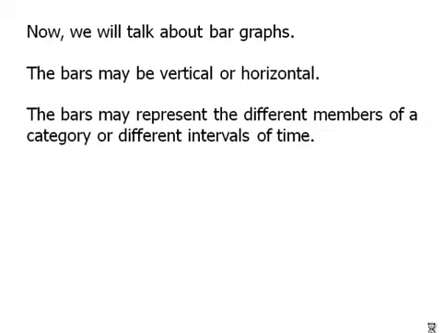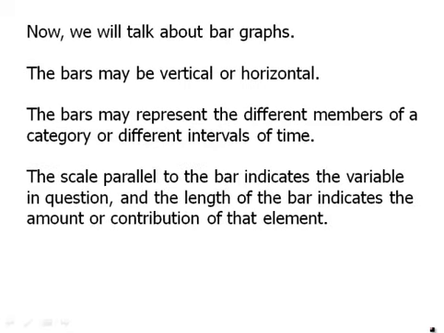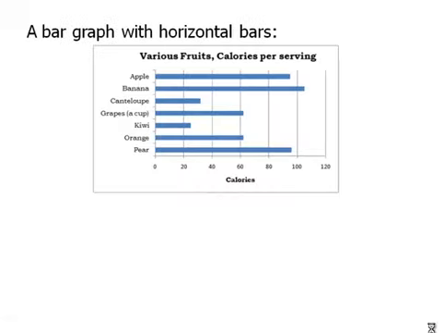Doesn't matter. The bars may represent the different members of a category or different intervals of time. The big idea is that the scale is parallel to the bar, and this indicates the variable in question, and the length of the bar indicates the amount or contribution of that element. So the length of the bar is what is really important. That's where the data is displayed in a bar graph.